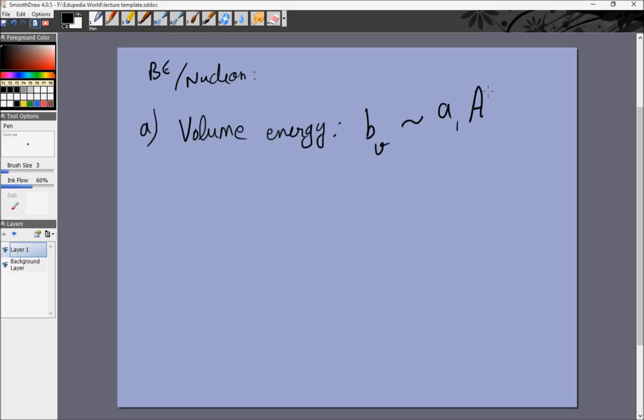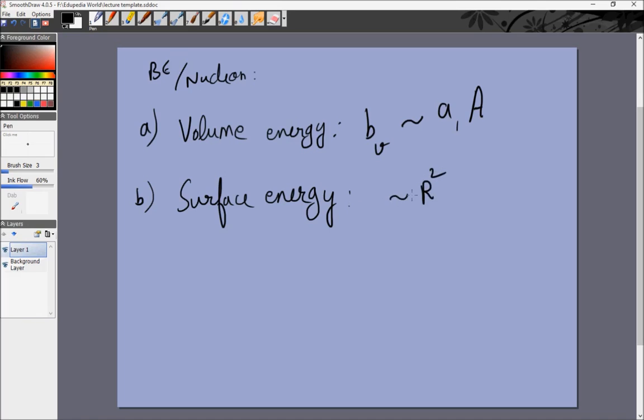Now that's not strictly true, because the nucleons at the surface are not completely surrounded by nucleons. So they have lower energy, and we need to subtract a little bit of energy from that. So the next one is surface energy, which takes into account the fact that not all nucleons are completely surrounded by other nucleons. Some nucleons are on the surface and they're only surrounded by nucleons on one side. So there will be a decrease in energy, and the decrease in energy will be proportional to the surface area.